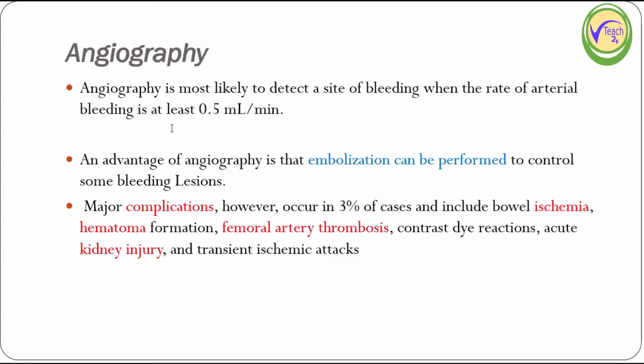Angiography is most likely to detect the bleeding site. This is another diagnostic modality. Now we are in diagnostic modality number 3. Angiography can be used to detect bleeding when the rate of arterial bleeding is at least 0.5 ml per minute. You can see the difference between radionuclide imaging and angiography. Radionuclide imaging can pick up even smaller amounts, 0.04 ml, and here at least 0.5 ml per minute should be there.